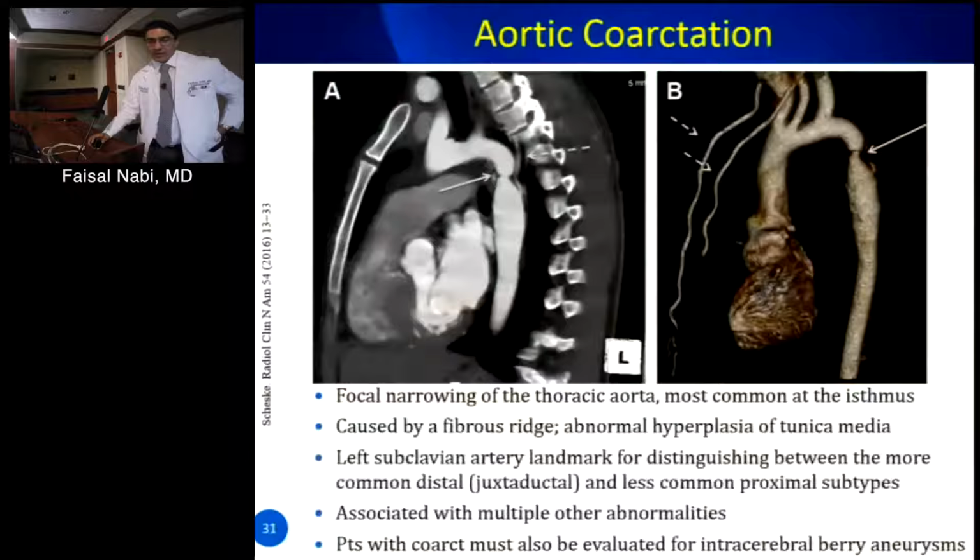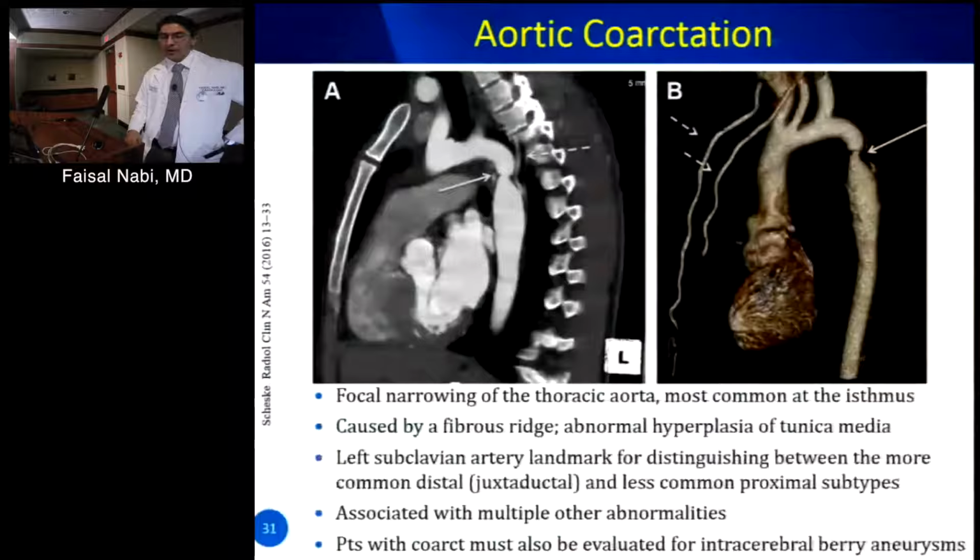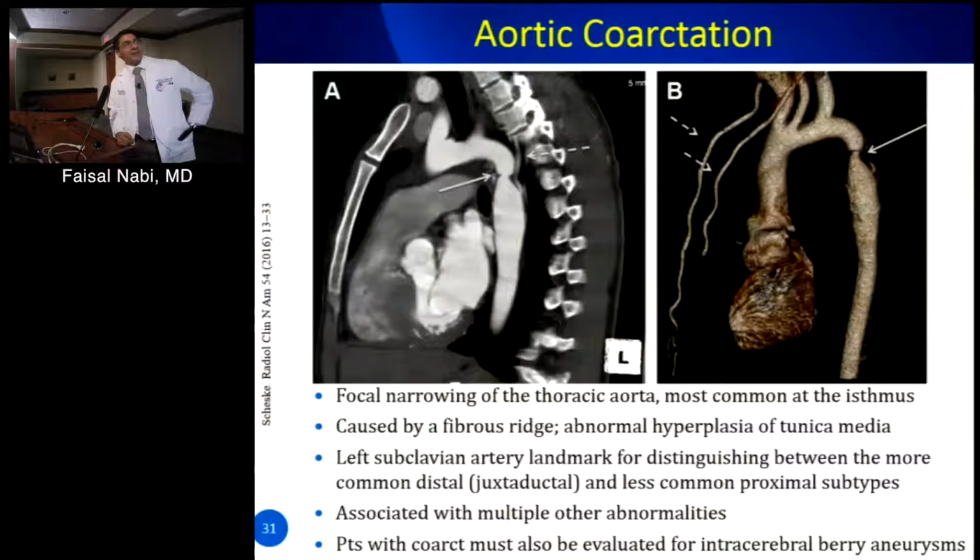Okay, so this is, again, moving along the aorta. We're now talking a little bit about coarctation. Coarctation is another talk that really, one slide doesn't do it justice. But this is a classic location. It's caused by a focal narrowing in the thoracic aorta, most commonly at the isthmus. That's a fibrous ridge. And we usually use the left subclavian artery to help us distinguish between subtypes. It's very important that if you have a patient with coarct, you can see in the CT data set collateral vessels, because blood has to get down to the legs, usually from collateral vessels. But it's also very important to evaluate these patients for intracerebral berry aneurysms.